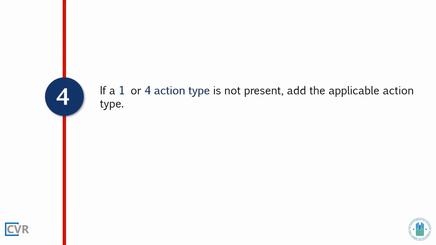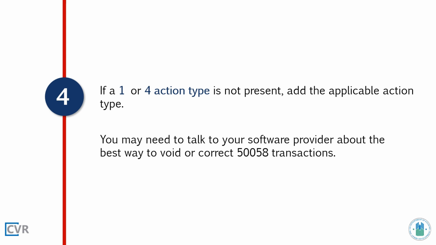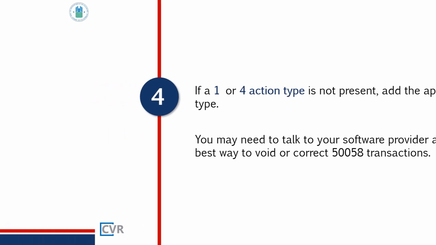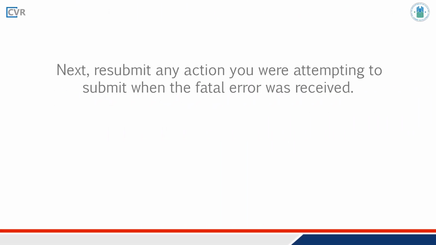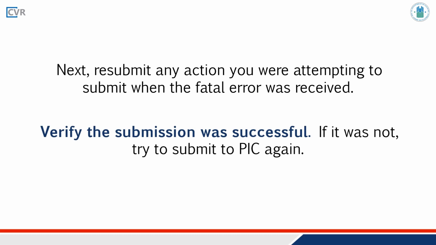If a 1 or 4 action type is not present, add the applicable action type. You may need to talk to your software provider about the best way to void or correct 50058 transactions. Next, resubmit any action you were attempting to submit when the fatal error was received. Verify the submission was successful. If it wasn't, try to submit to PIC again. Contact your PIC coach if you continue to encounter issues.